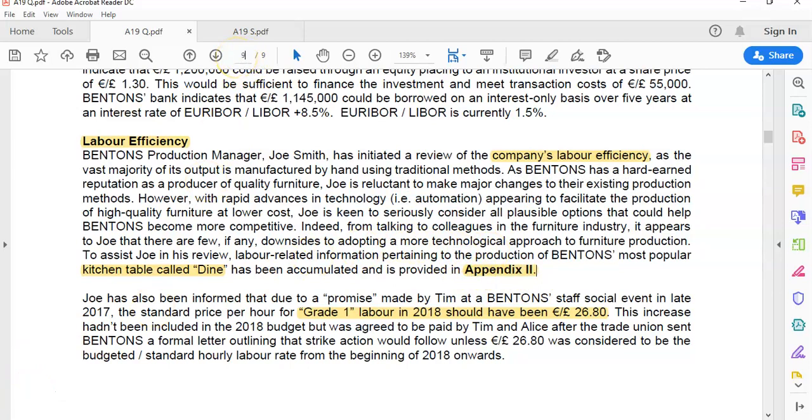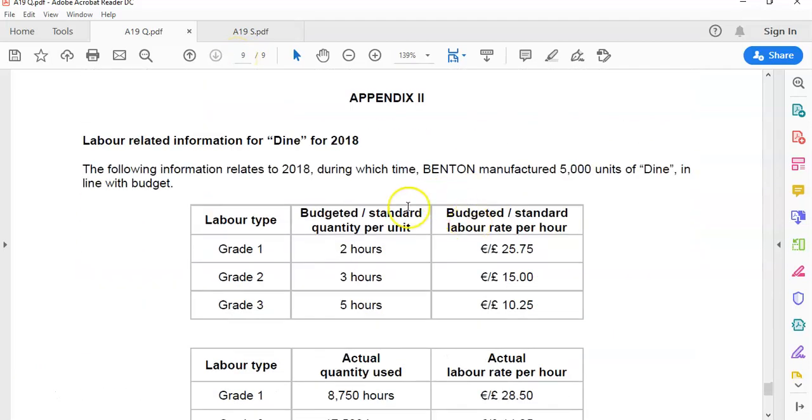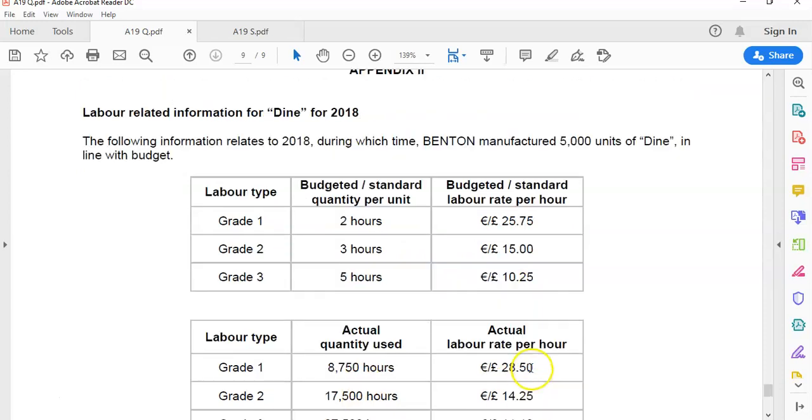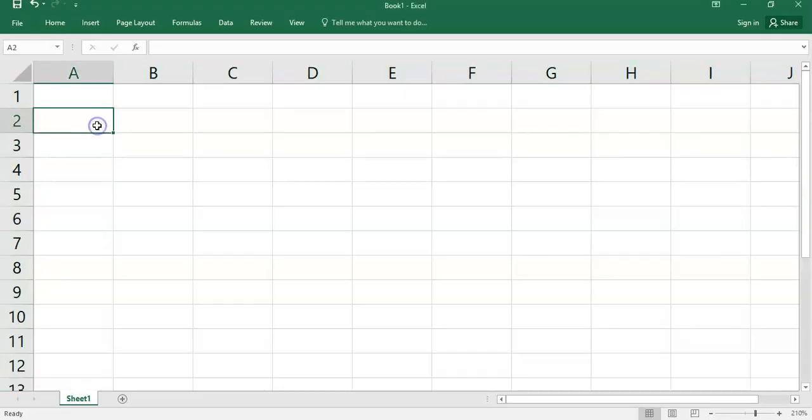So in Appendix 2 then, you can see here, you're given the budgeted information, the amount of hours, and the cost per hour. And then you have the actual information and the actual cost per hour. So don't mix those two tables up. And they manufactured 5,000 units during the year. Now remember, the question asks you to go straight into labour mix and labour yield, but just for tutorial purposes, we're going to start with labour rate and labour efficiency.